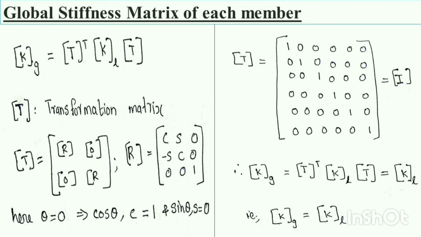But here theta is 0, therefore cos theta C is equal to 1, sin theta S equal to 0. Substituting these values in the R matrix, what will we get? We will get R as 1 0 0, 0 1 0, 0 0 1, that is, R is an identity matrix. And T is equal to R 0 0 R. Substituting the values of R again, T will be again an identity matrix. So multiplying T transpose KL into T, when T is an identity matrix, it will be equal to KL itself. That is, Kg will be equal to KL, the global stiffness matrix will be equal to local stiffness matrix when theta equal to 0.